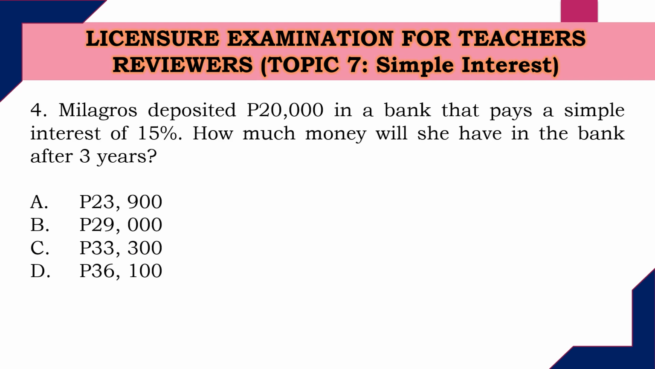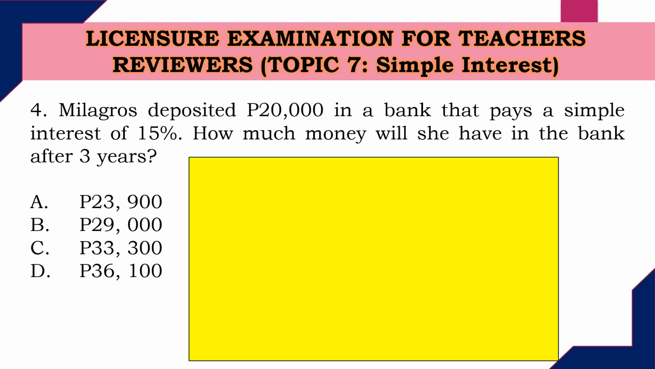And number 4 question, Milagros deposited 20,000 pesos in a bank that pays a simple interest of 15%. How much will she have in the bank after 3 years? A, 23,900, B, 29,000, C, 33,300, and D, 36,100. So, what we are looking for here is the future value. So how do we get the future value? We first get the interest and then add it to the principal which is 20,000.